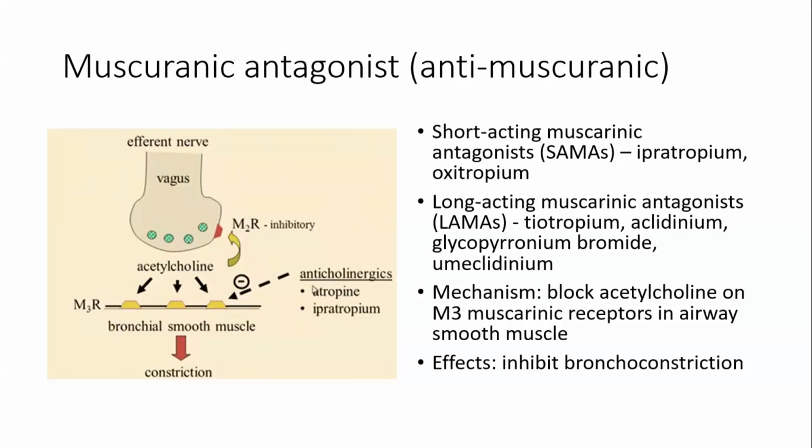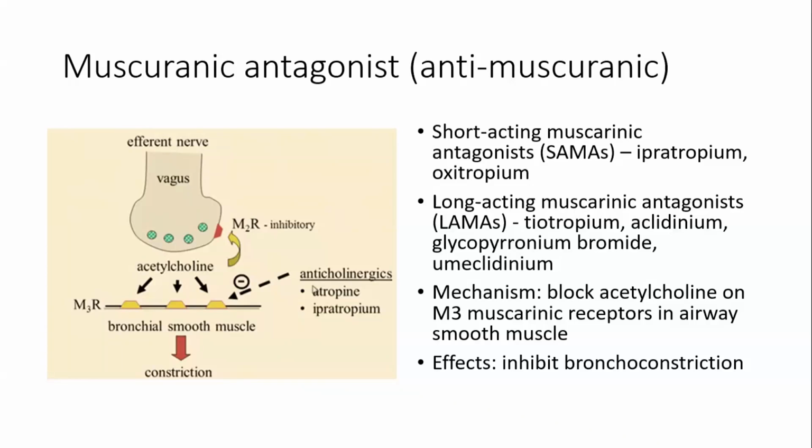Okay, muscarinic. So this one is actually a direct muscarinic antagonist. They have short-acting muscarinic antagonists, SAMAs, for example ipratropium and oxitropium. And they also have long-acting muscarinic antagonists, LAMAs, for example tiotropium, aclidinium, glycopyrronium bromide, and umeclidinium. So the main mechanism is to block acetylcholine on the M3 muscarinic receptor in airway smooth muscle.